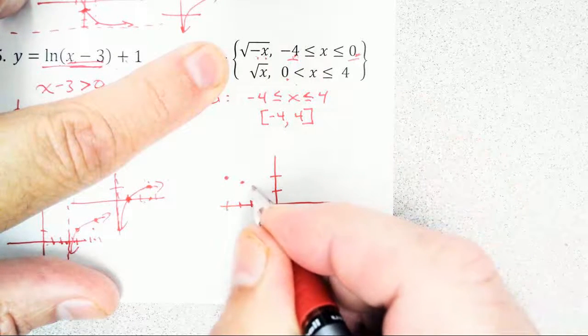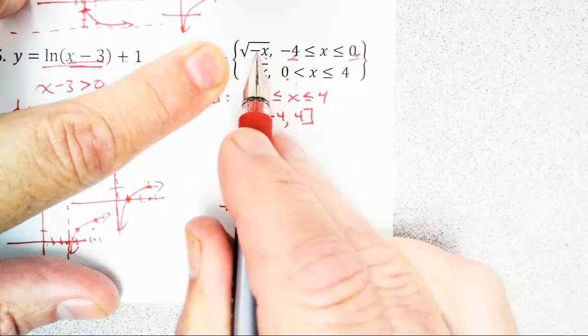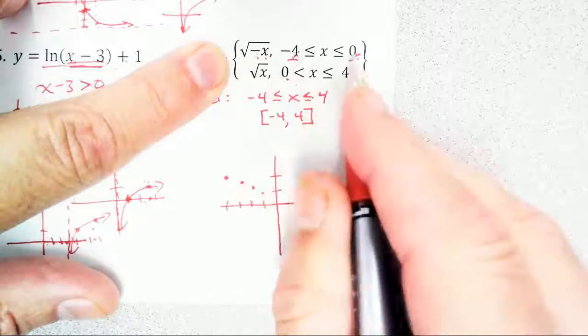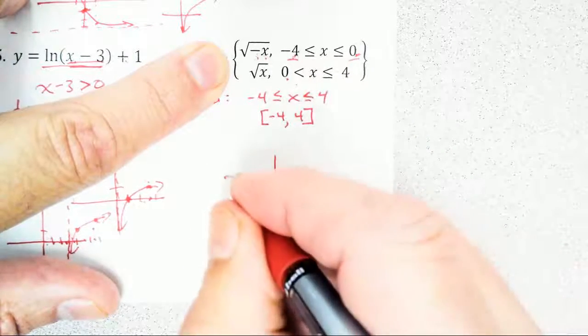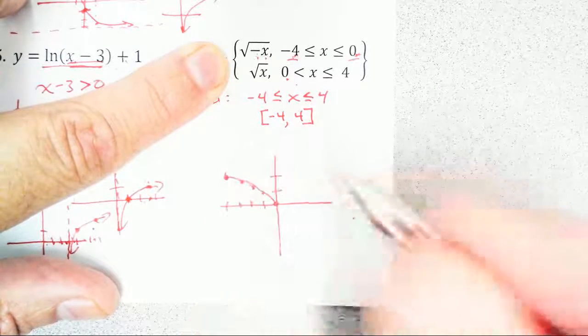I'm still up in here. If I put -1 in, I get the square root of 1, which is 1. And if I put 0 in, I get 0. So this graph looks like this, but no arrows on it. It definitely stops at those points, particularly this one.